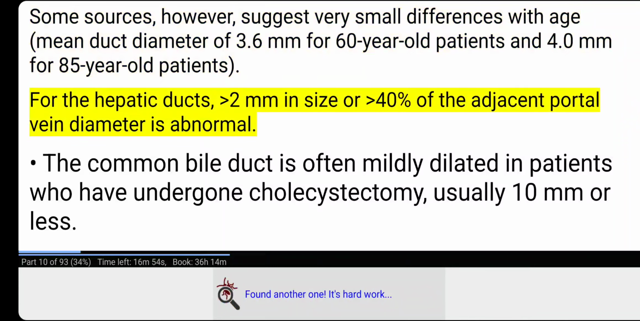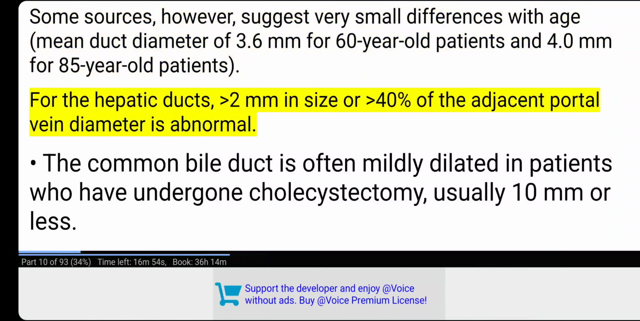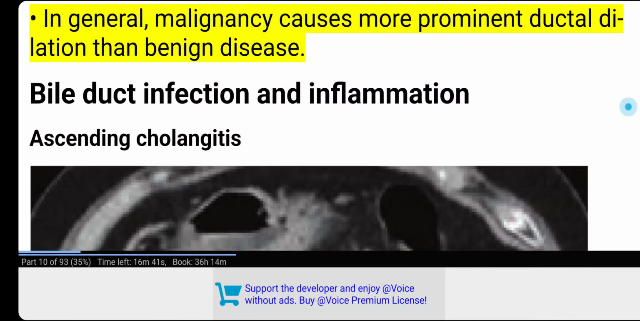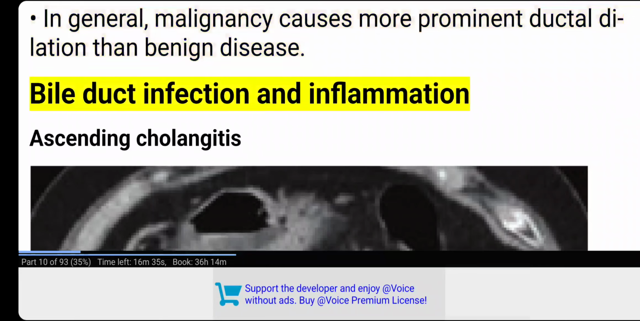For the hepatic ducts, greater than 2 mm in size or greater than 40% of the adjacent portal vein diameter is abnormal. The common bile duct is often mildly dilated in patients who have undergone cholecystectomy, usually 10 mm or less. In general, malignancy causes more prominent ductal dilation than benign disease. Bile duct infection and inflammation.